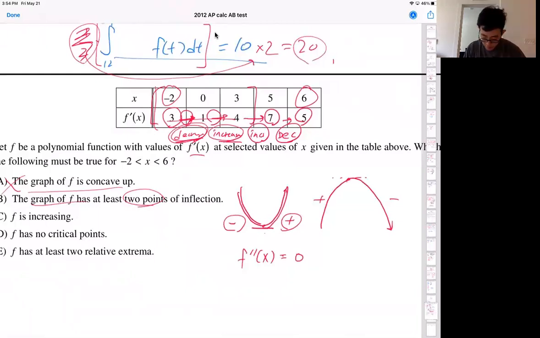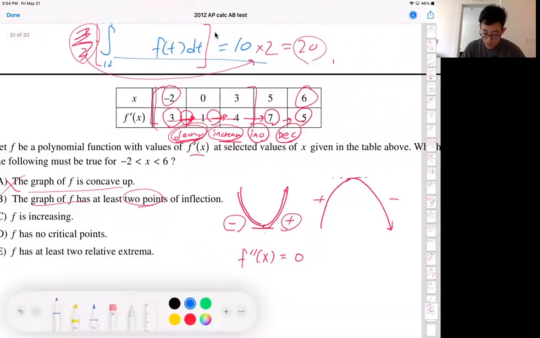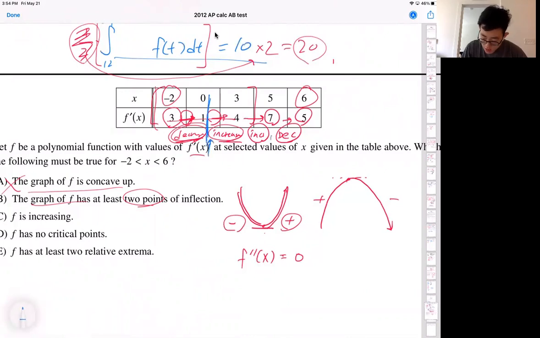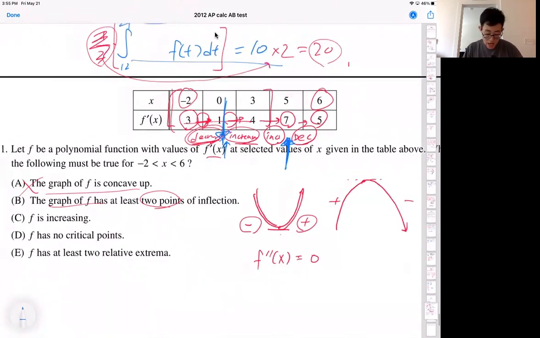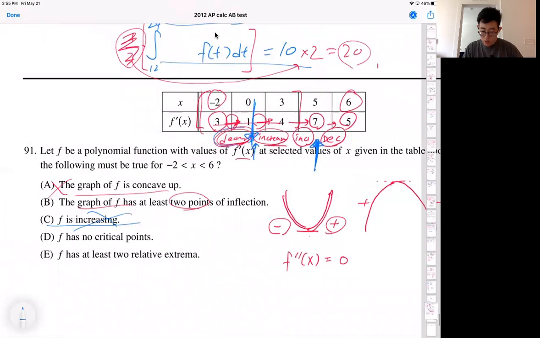Well, there we go. The point of inflection happens when the velocity changes from being positive to negative, or from negative to positive. There's that one instance right here, and there's another instance right there. So these two will be the locations in which those things happen. F is increasing, certainly not, and we can certainly see where it's decreasing. F has no critical points.